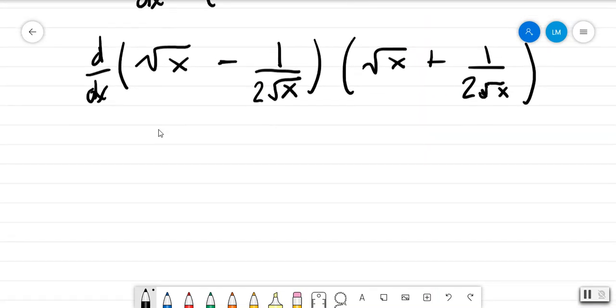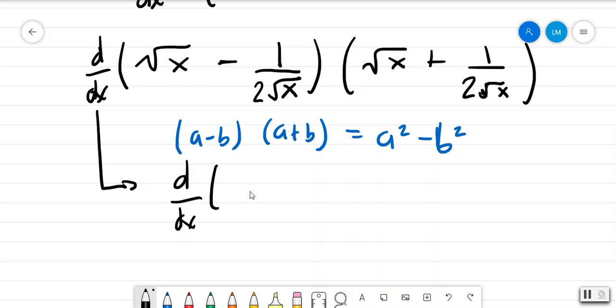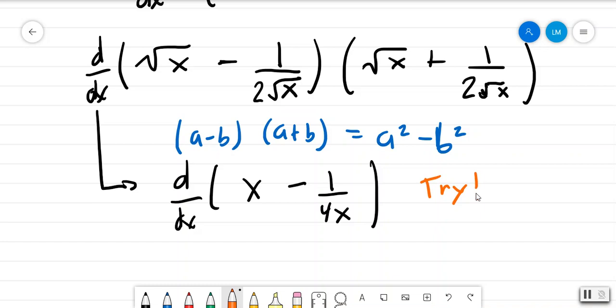But note that, for example, a minus b times a plus b is equal to a squared minus b squared, which basically means that you can actually just rewrite this equation into the derivative of x minus 1 over 4x. Then from there, just figure out what the derivative is. So in that case, quotient rule and product rule don't help. We have to just find the easiest possible way.